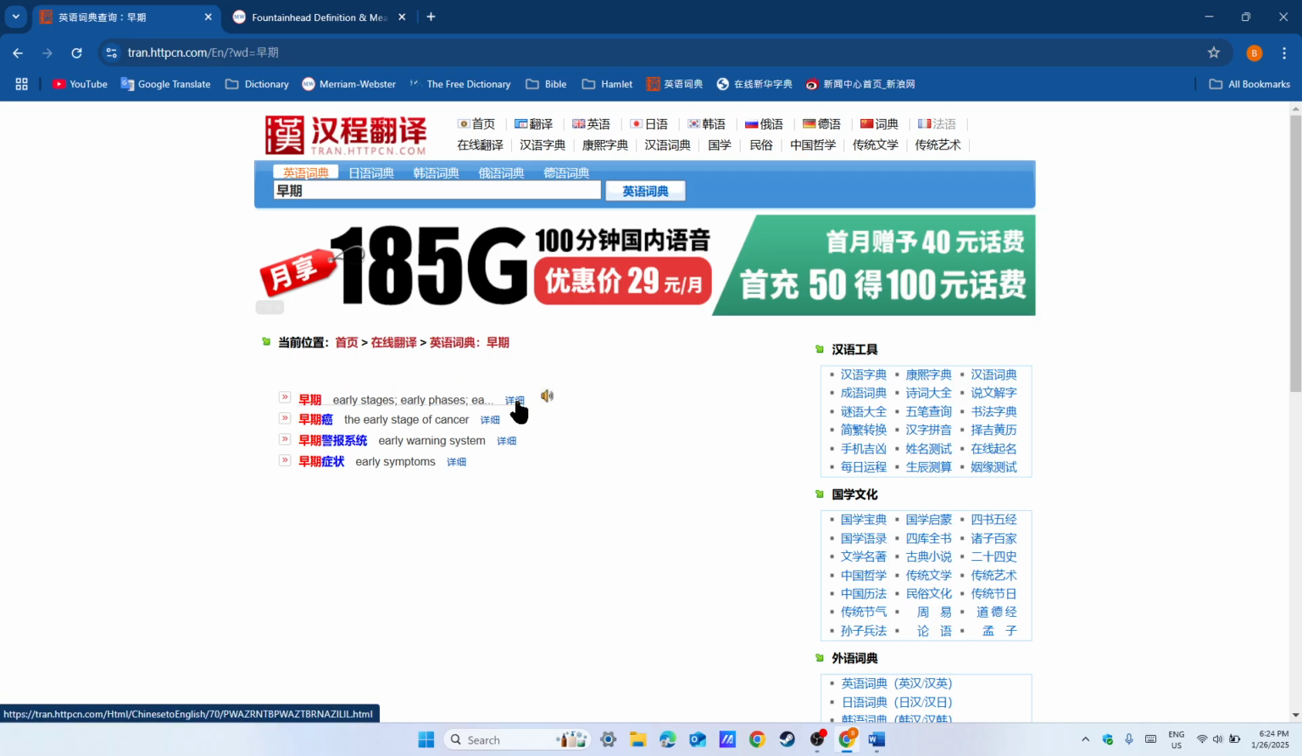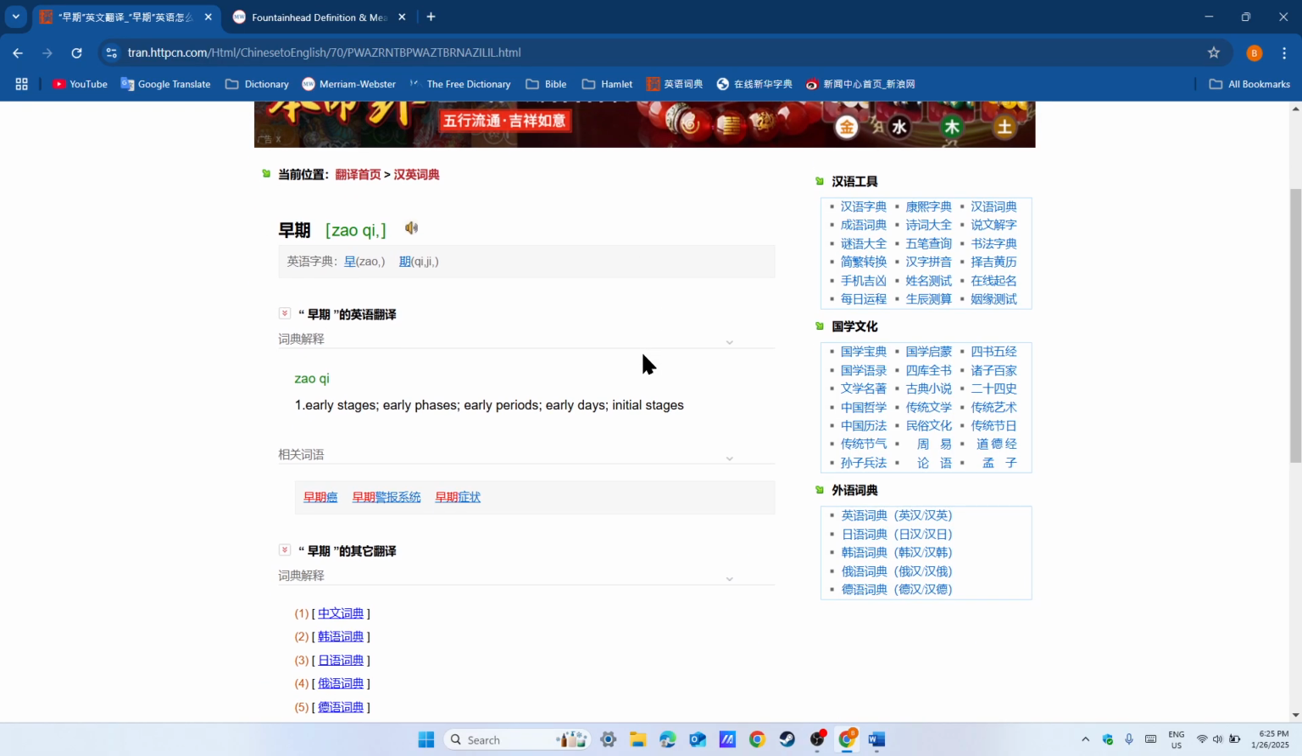早期: early stages, early phases, early periods, initial stages. Basically it's early. When these two words are combined together, it's adjectival, like an English adjective. 早期 cannot stand alone, because it has to modify other words.